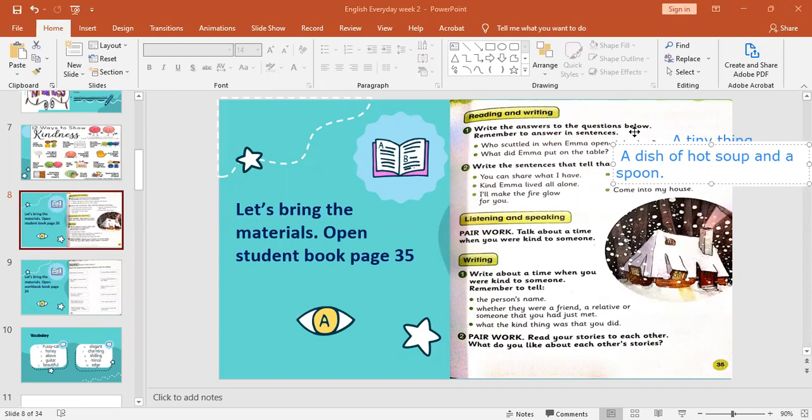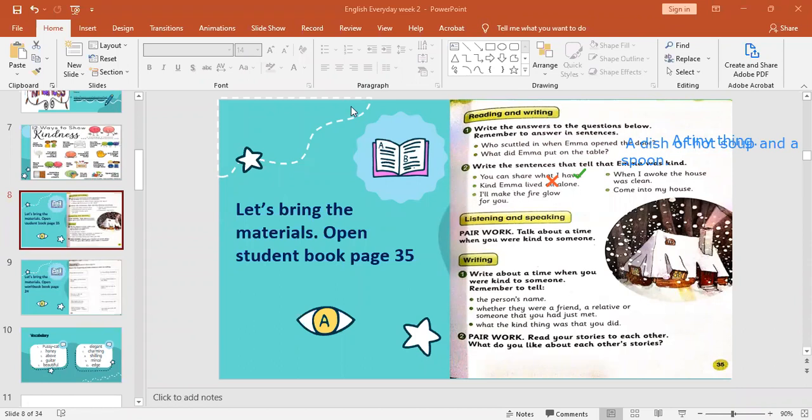Now, this one said, write a sentence that tells that Emma was kind. So we're going to tick the sentence instead of writing it out, or you can write it in your notebook. Kind Emma lived all alone. Does it show kindness? I don't think so. So I put a cross.